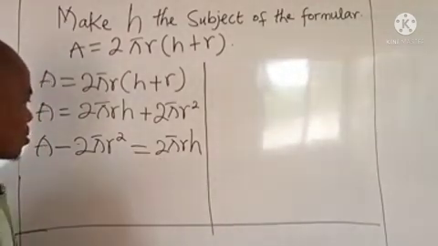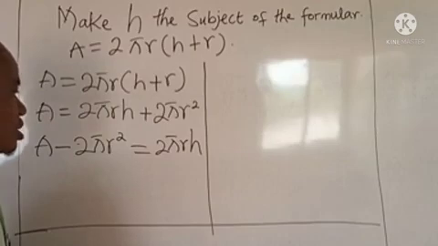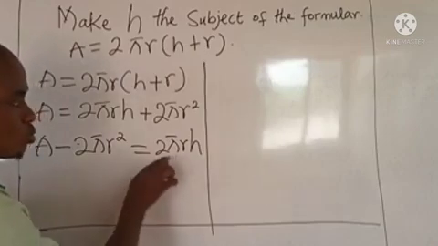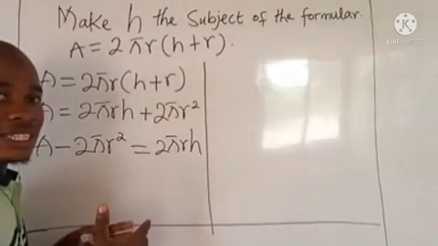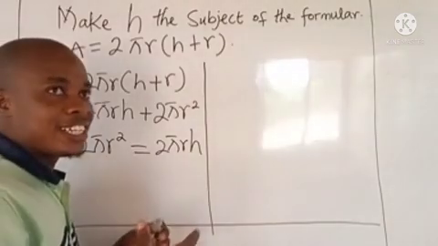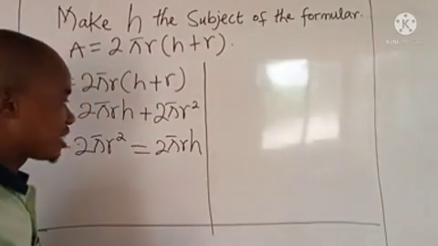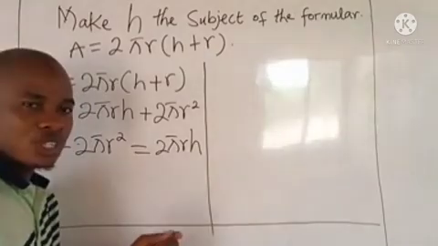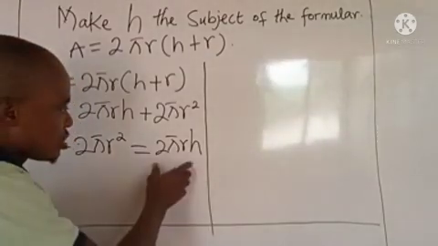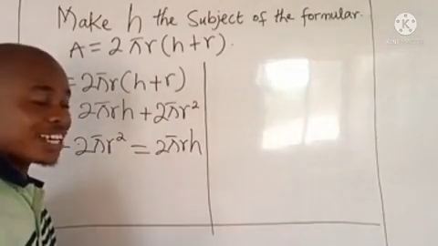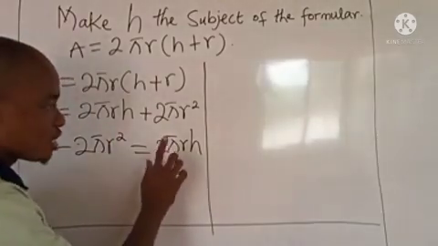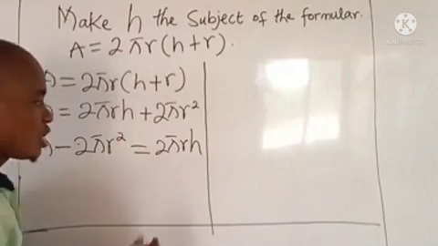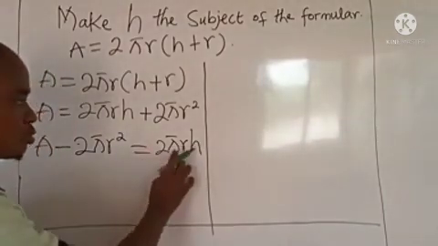Can you see now? So what's the next thing we are going to do? The next thing is that you divide both sides by 2 pi r, because they are the enemies, they are the pests, are you getting now, affecting this h here. Therefore, we need to get rid of them. So to get rid of them, we have a tool, and the tool is division. To get rid of 2 pi r so that we have h, you divide both sides by 2 pi r.